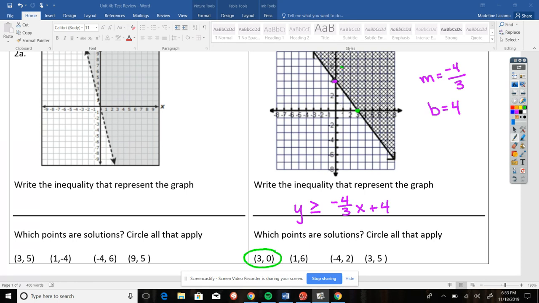1, 6 would be right here. That one is in the shaded area, so that one would be a solution. -4, 2. That is not in the shaded area, so it's not a solution. 3, 5. That one is in the shaded area, so it would be a solution. So those 3 points are the solutions to this inequality.